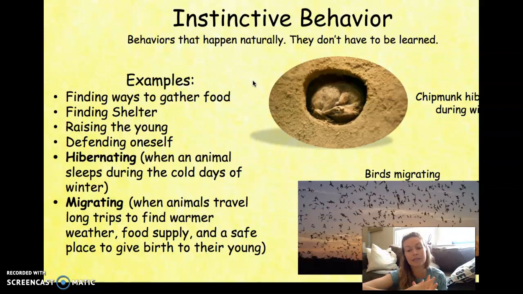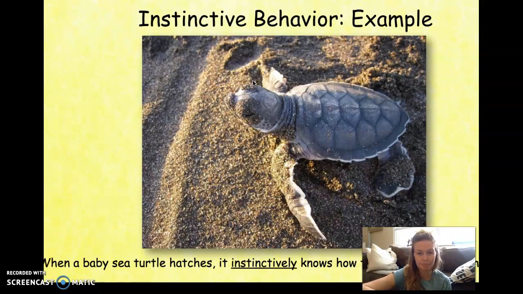Think about something else that humans might just be instinctive. Think about temperature. When we're hot, right? We don't want a ton of layers on. And when we're cold, we shiver. Or when we're hot, we sweat. So those are instinctive behaviors. They happen naturally and they don't have to be learned. So here's another instinctive behavior example. When a baby sea turtle hatches, it instinctively knows how to dig its way through the sand. So cute.